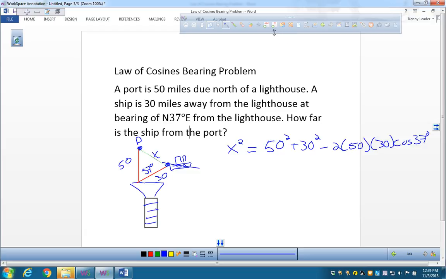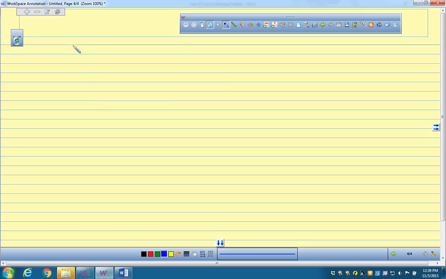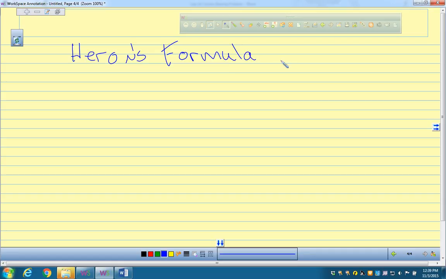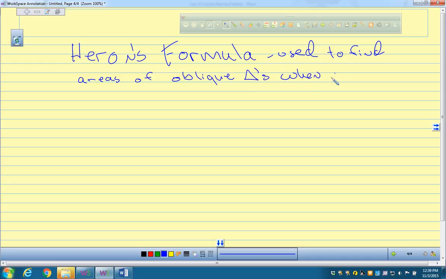You can. Okay, and the last thing is called Heron's formula. That's kind of a cool formula. They derived this from the law of cosines, and I think the law of sines combined. Or maybe trig. You can look in the book to see how they derive it. But it's used to find areas of oblique triangles when given just 3 sides.